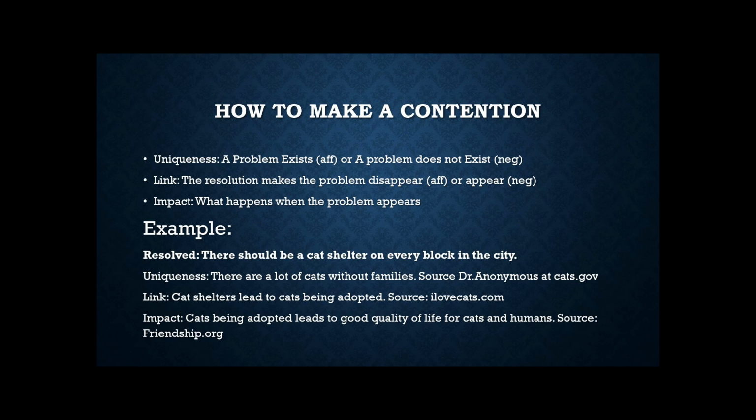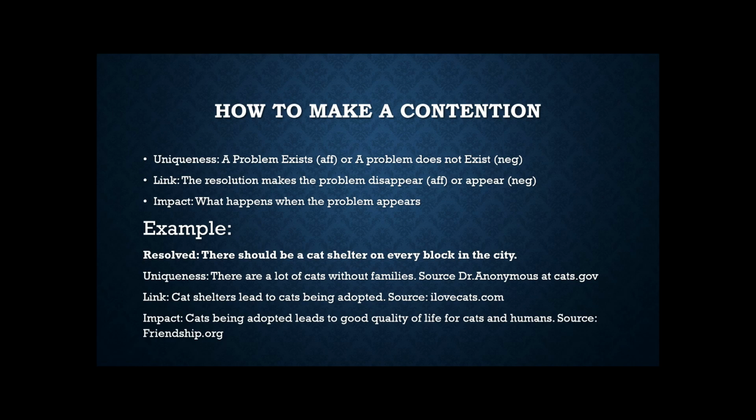So for our uniqueness on the AF, we're trying to defend why every city needs to have a cat shelter. We'll say, well, right now, what's the problem? There are plenty of cats that don't have a family, that aren't being adopted, that are in shelters. So that's our problem. Our link is, well, when people are near cat shelters, when it's easy to adopt a cat, they are more likely to do so. So that's how we're solving the problem. And then the impact is that when people have adopted cats, the cats are happier and the people are happier. So we're increasing happiness. That's a very easy picture I've painted for the judge.